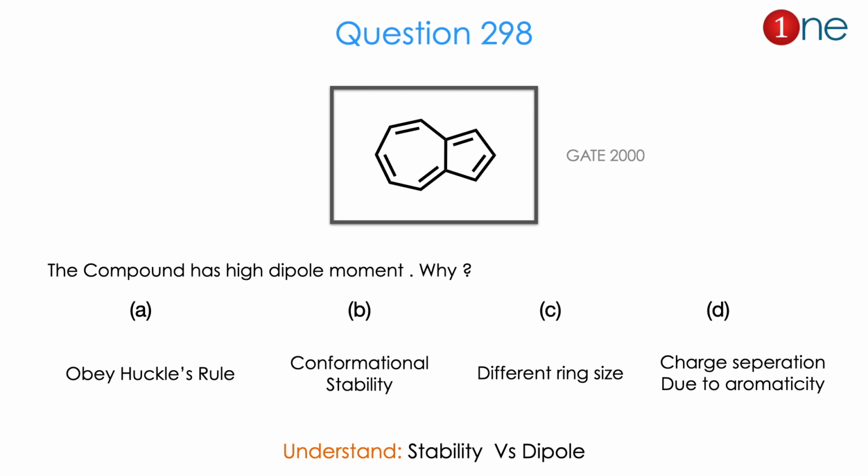They give the reasons: aromaticity because it obeys Huckel's rule, or conformational stability, or different ring size, or charge separation due to aromaticity. So from the question of dipole moment and the 4 possible answers, you might realize the question is really about stability versus dipole. The answer is D. Let us see how.